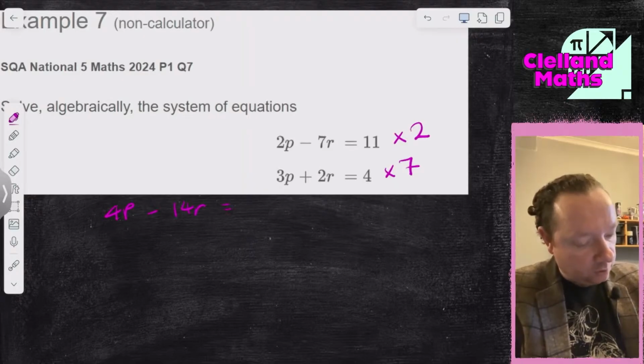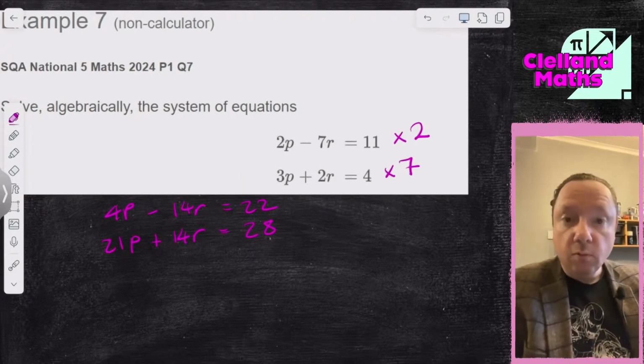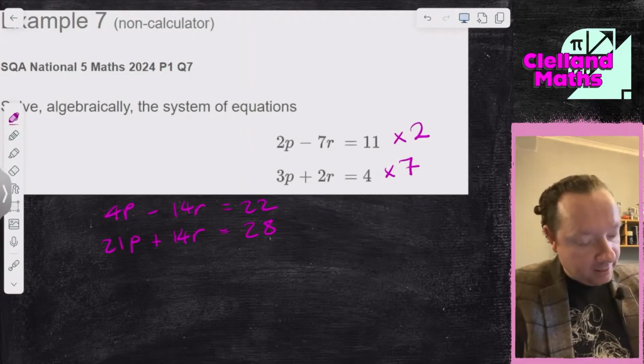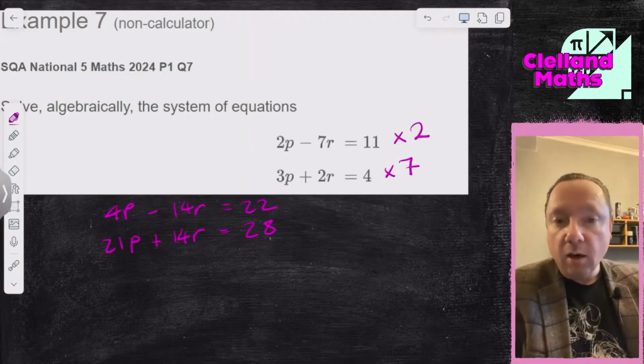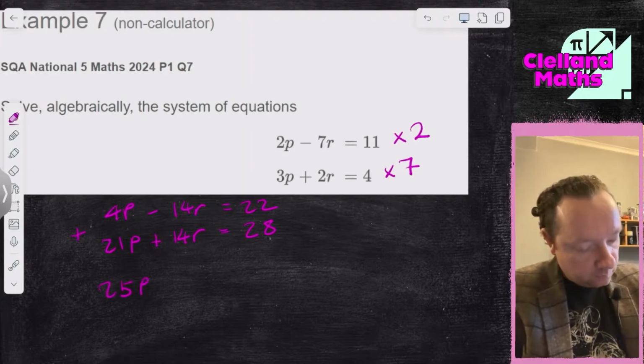And 2 11s is 22. And then 7 3s is 21p. 7 2s is 14r. And 7 4s is 28. So now what we can do with this is we can add, because the signs are different. 25p equals 50. So p equals 50 divided by 25, which is 2.